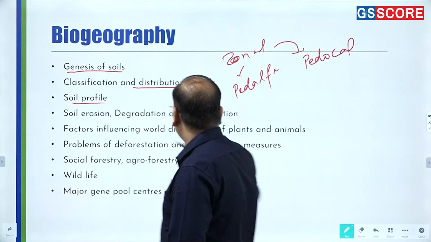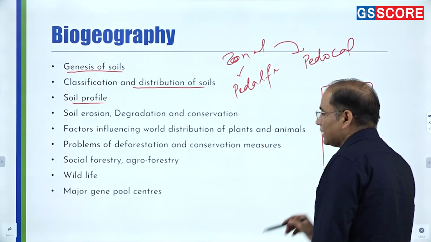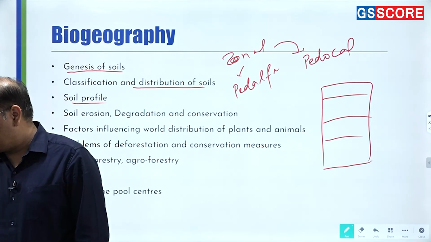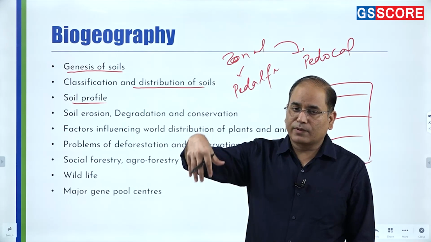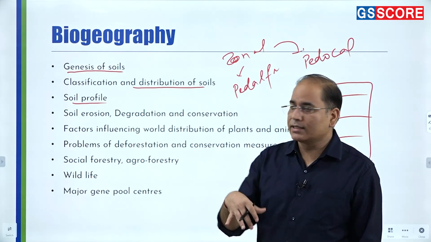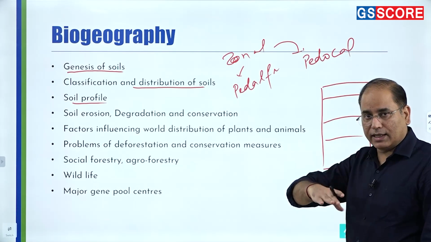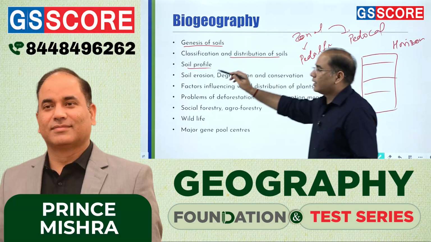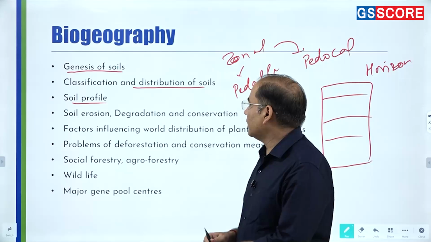Then you will have the soil profile. When you look at it, soil formation is basically an in situ process. In situ process means the soil will form where the material comes from the same place where the soil is present, and these materials get deposited and arranged in a layered manner. These layers are simply known as horizons. So that is the soil profile. The study of the different layers is simply known as the soil profile.